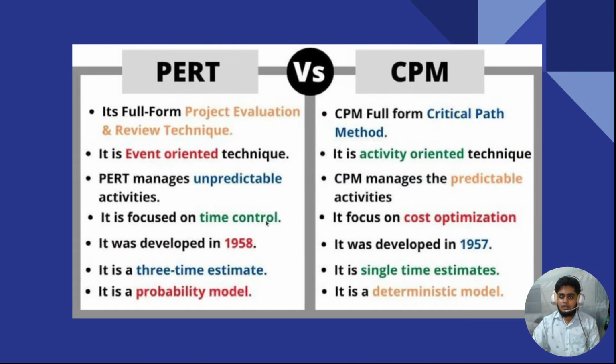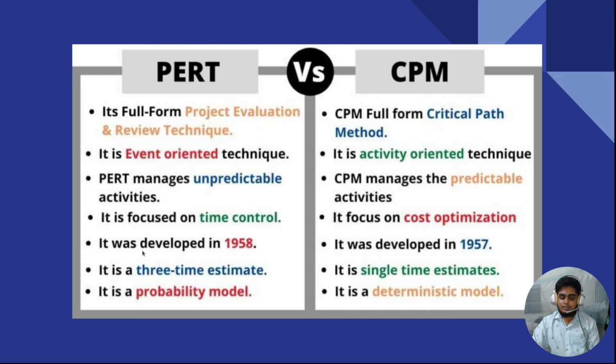Okay, now let's discuss the difference between PERT and CPM. PERT, the full form is Project Evaluation and Review Technique. It is an event oriented technique. On the other hand, CPM's full form is Critical Path Method, and it is an activity oriented technique. PERT manages unpredictable activities, while CPM manages predictable activities. PERT focuses on time control, while CPM focuses on cost optimization.